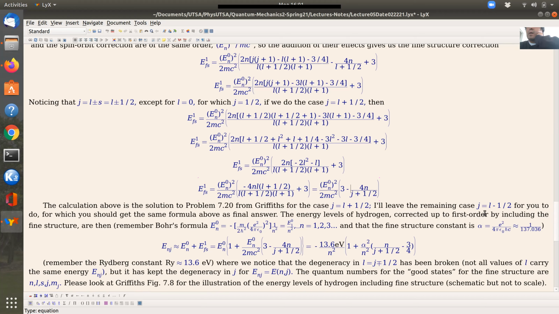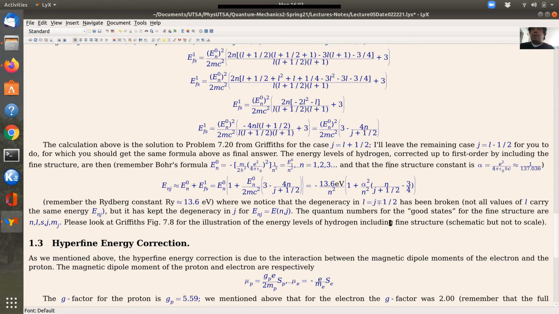And so one last thing to comment is that the degeneracy in L equal to J minus plus 1 half has been broken, because not all values of L carry the same energy when you consider E depending on N and J. But basically, the degeneracy in J has been kept.